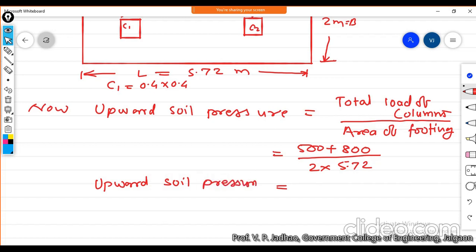We get this upward soil pressure equal to 113.64 kilonewton per meter square.